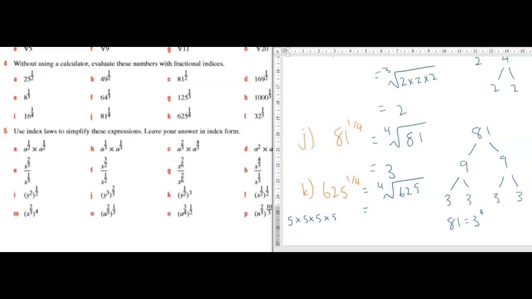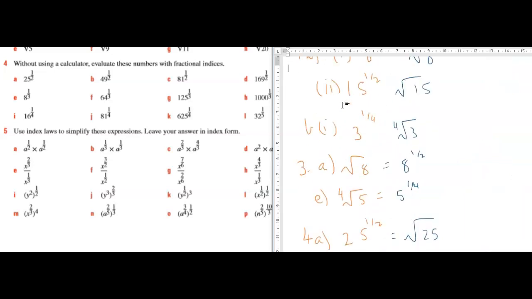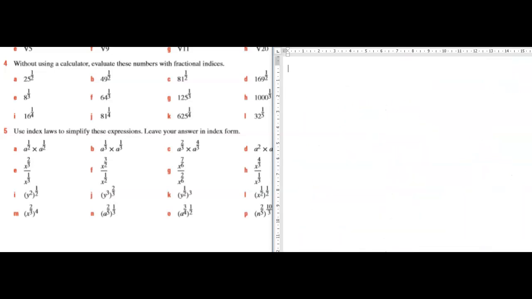5 times 5 is 25. Then we're going to multiply it by another 5, gives you 125. And then we're multiplying that by 5, gives you 625. So sometimes doing a little bit of working out on the side can help. So your answer for that one is 5. All right, let's give us some space for next question.